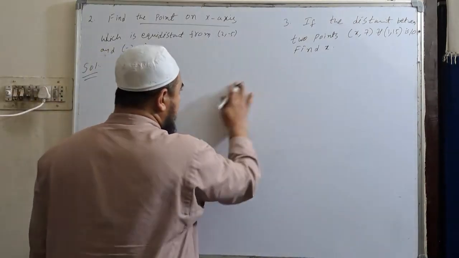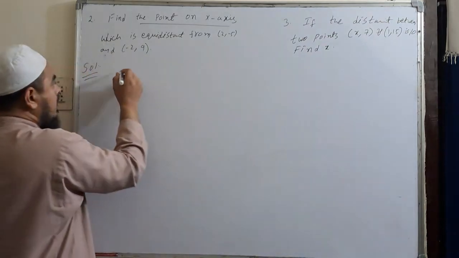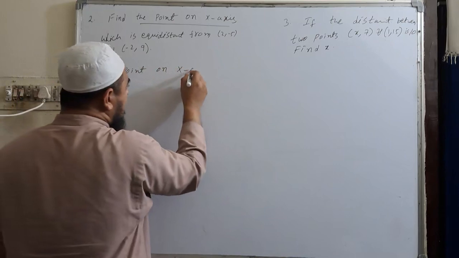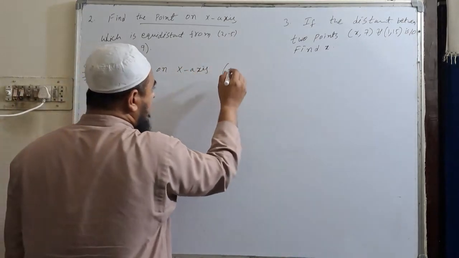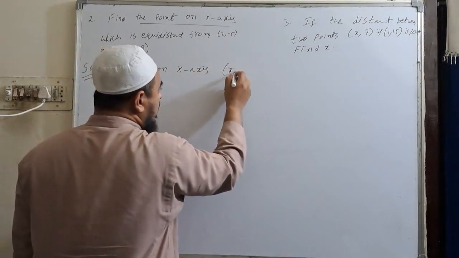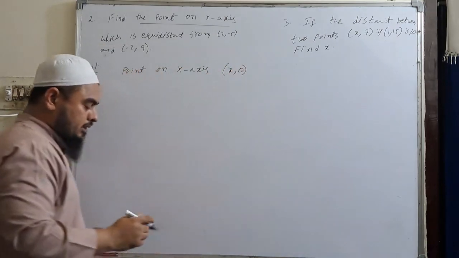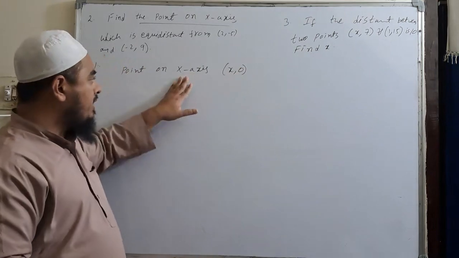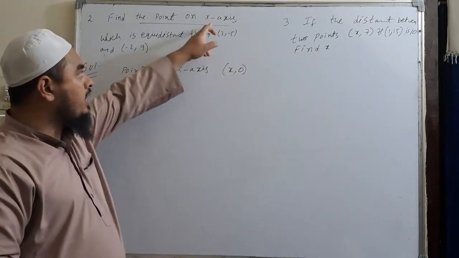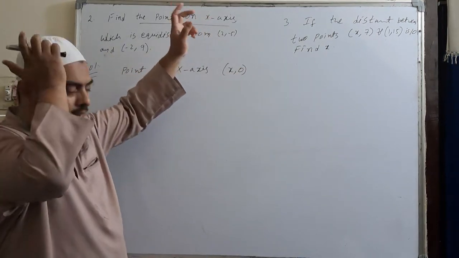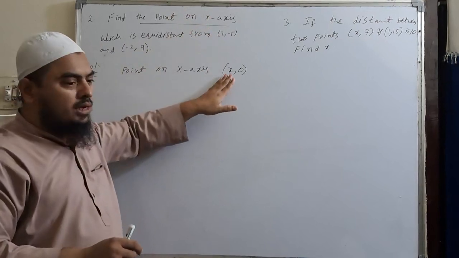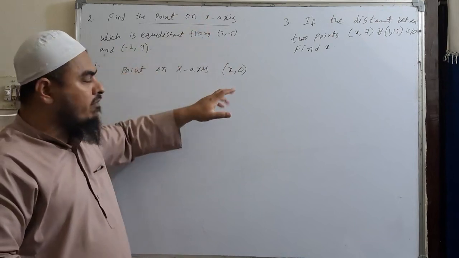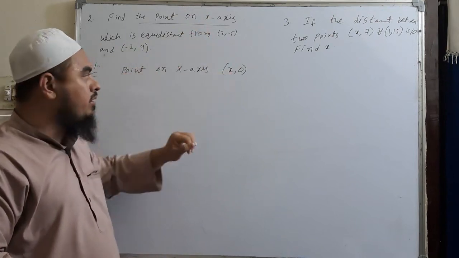So point on the x-axis means, always you have to remember, point on x-axis always has y coordinate 0, only x coordinate will be present. Okay, x comma 0 you have to take. On x-axis means x comma 0. Suppose they ask find the point on the y-axis, then you have to take it as 0 comma y.